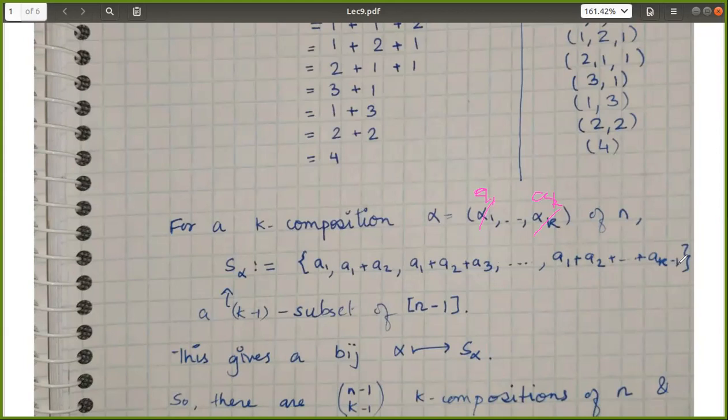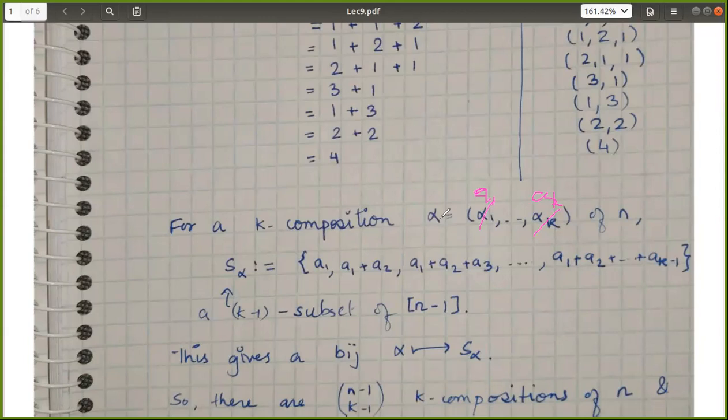No. Why? Because one particular element a_k is missing. And since all these a_i are natural numbers, a_k is at least 1. So this particular summation is at most n minus 1, correct? And how many elements are there in this particular set S alpha? k minus 1.